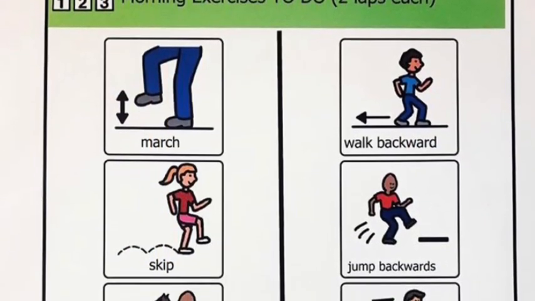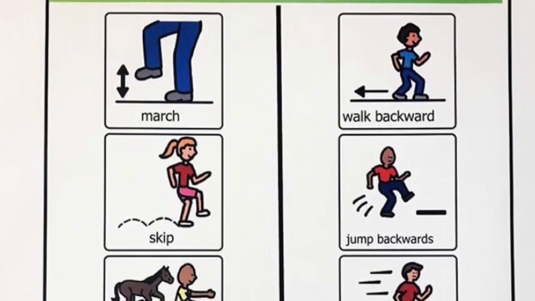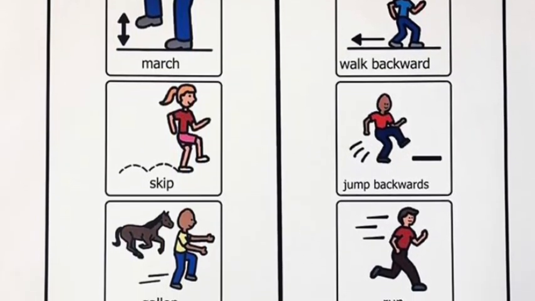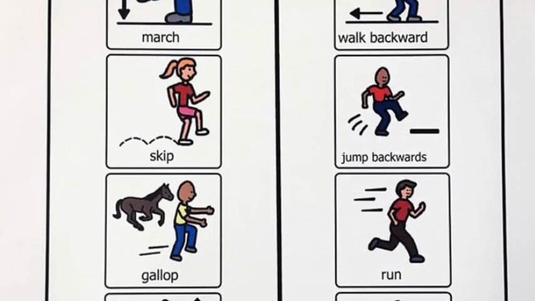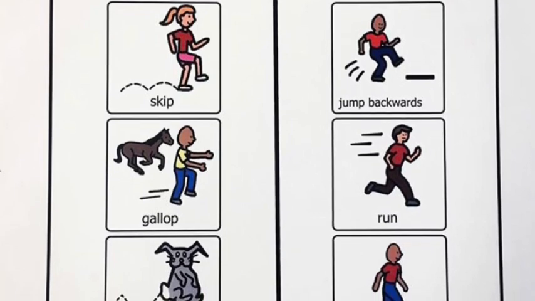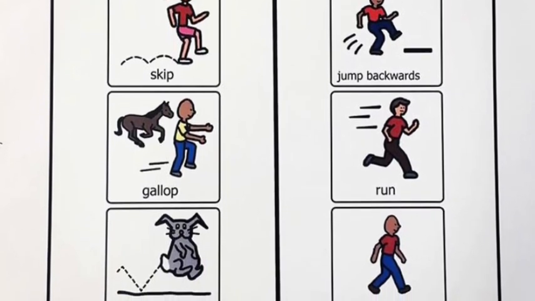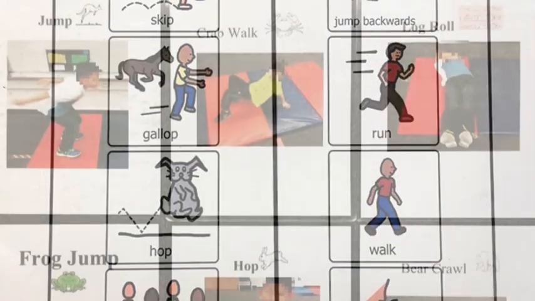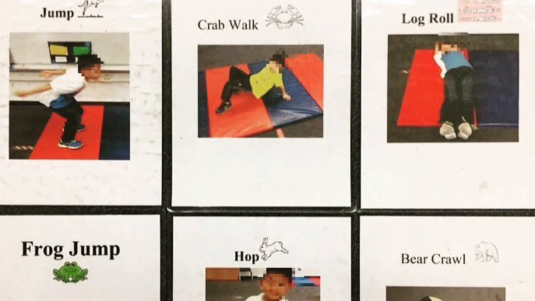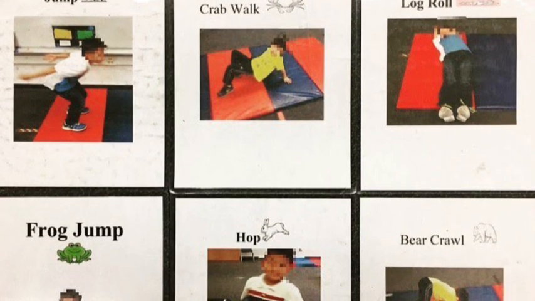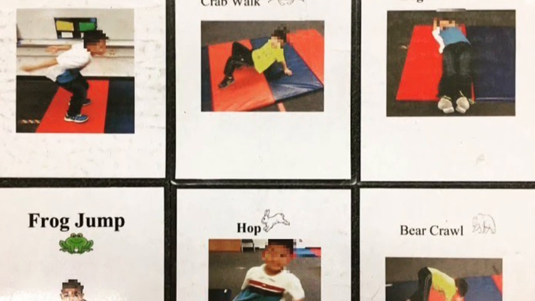Here's another example of the Picture Exchange Communication System, PECS, showing pictures of the different locomotor skills. Here are some examples of visuals of gross motor skills I use during an obstacle course to help my students understand the skill to perform.